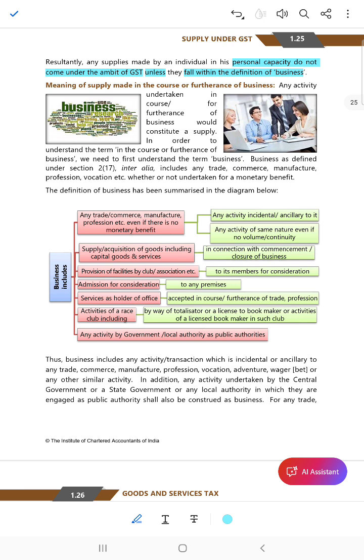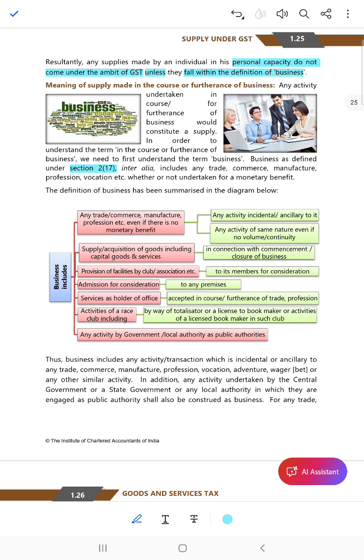Meaning of supply made in the course or furtherance of business. Any activity undertaken in the course or furtherance of business would constitute a supply. In order to understand this term, we need to first understand what the term business is. Business has been defined under section 2, subsection 17, inter alia. Inter alia means amongst other things, it includes trade, commerce, manufacture, profession, vocation, etc., whether or not undertaken for monetary benefit.